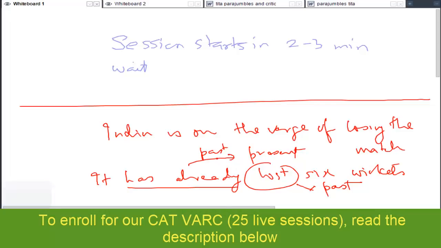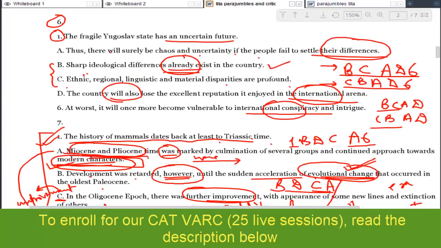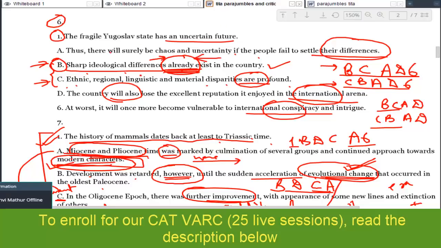The word already shows that something has started in the past and has come into the present. So when you come to this question here, it says sharp ideological differences already exist in the country. That means this has been there for some time. Ethnic, regional, linguistic, and material disparities are profound. This is in the present. So when you look at the sequence of B and C, the word already signifies that this has been there for some time. By the arrangement, this already will complement this particular idea.